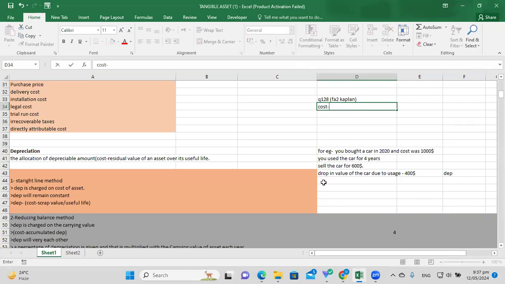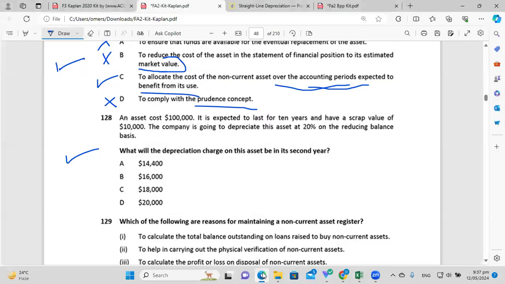So what is our cost? Our cost is 100,000, right? And it is expected to last for 10 years and have a scrap value of 10,000. Sorry, the cost is 100,000, scrap value is 10,000, and expected useful life is 10 years, right?